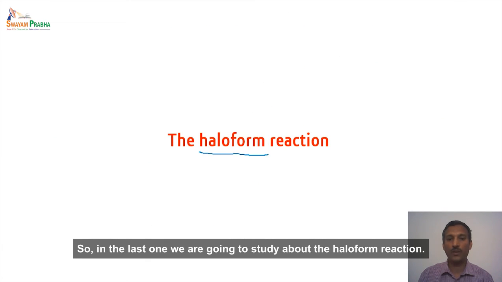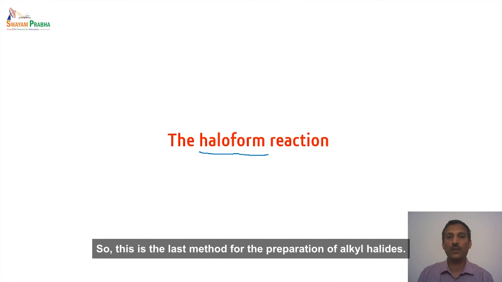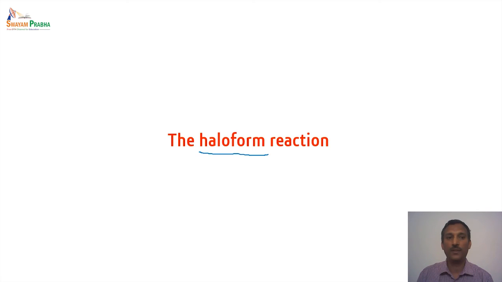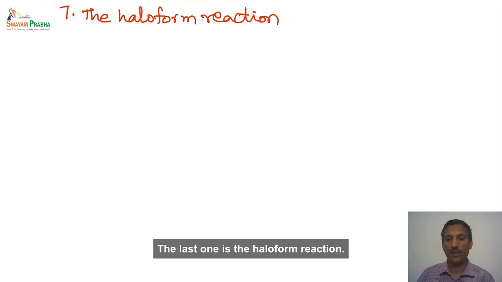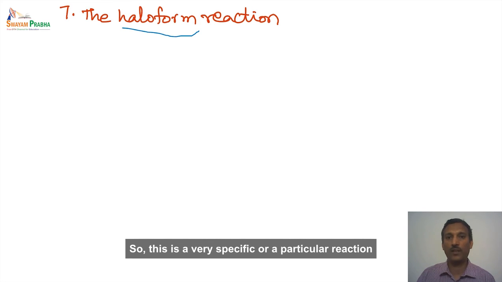So in the last one, we are going to study the haloform reaction. This is the last method for the preparation of alkyl halides. The last one is the haloform reaction. This is a very specific reaction which is applicable only for a particular type of derivative, that is chloroform, bromoform, like very simple haloforms only can be prepared by this method. This is not applicable for other substrates.